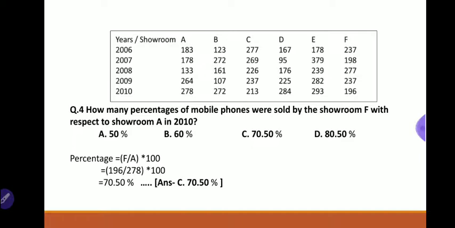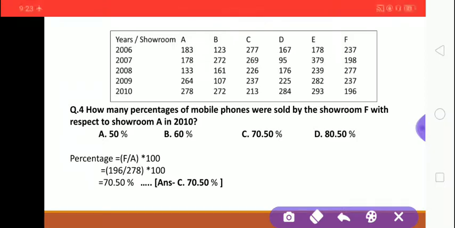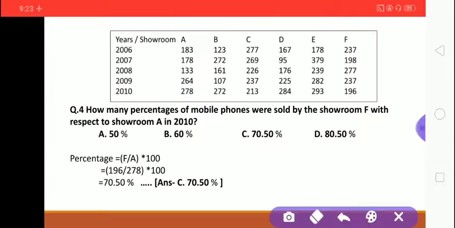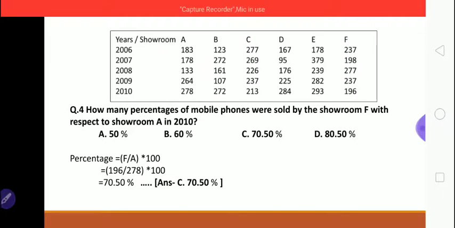Therefore, in 2010, what is the sale of showroom F? It is 196. And what is the sale of showroom A in 2010? It is 278. Therefore take the ratio of 196 and 278 and multiply by 100. Just this ratio you need to find, and it comes to 70.50. So option C will be correct. Just as simple as this question.